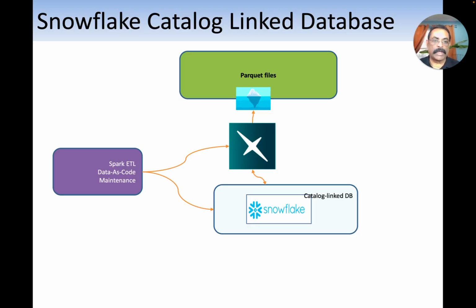In the next video, the whole setup: Spark writing into the Polaris catalog and Snowflake reading it, and then Snowflake writing into your Polaris catalog tables and Spark reading it. So I will look at that.